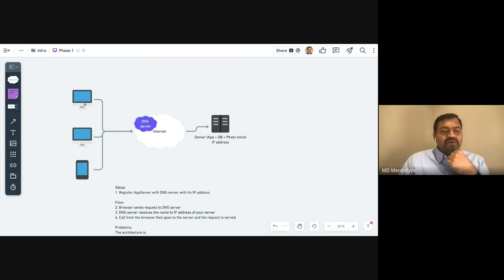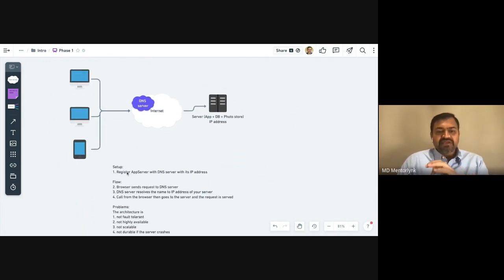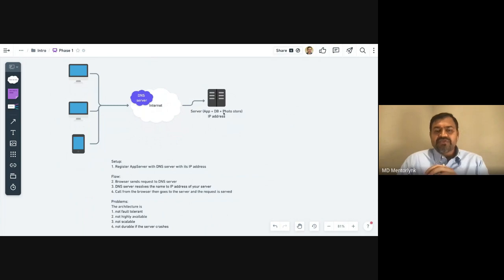So let's say these are your clients, different users having maybe some laptops, some mobile phones, and you have a very simple setup. You have one server which serves as the app server, the database, and the photo store. Everything is over here. It has an IP address, and you connect over the internet. You have a DNS server, and this is how you have set up a basic business, the very first version, which is to register the app server with the DNS.